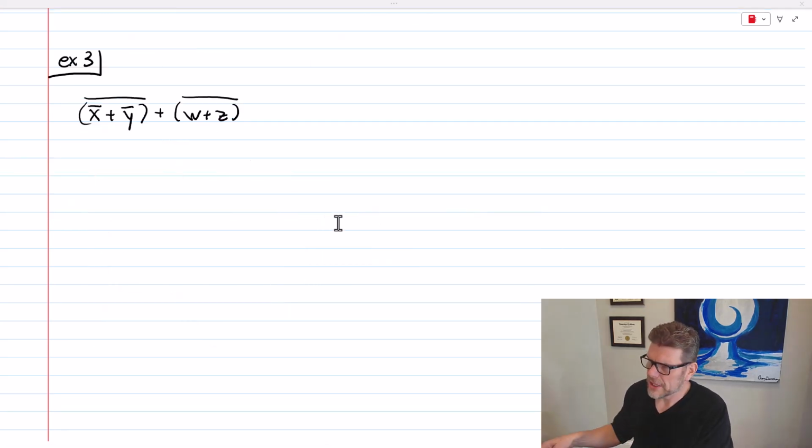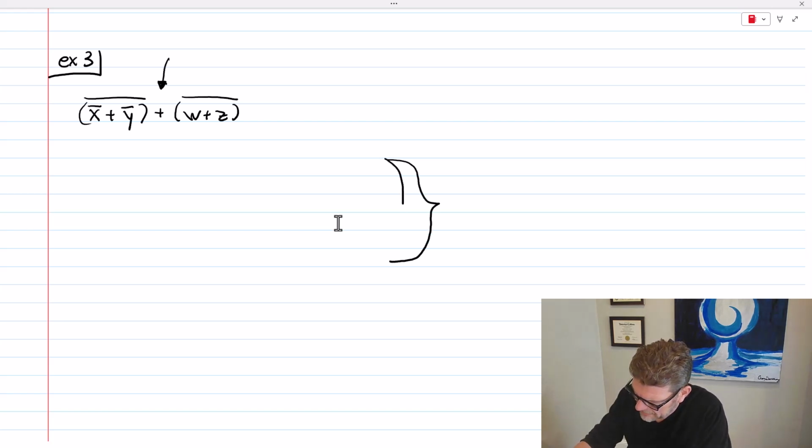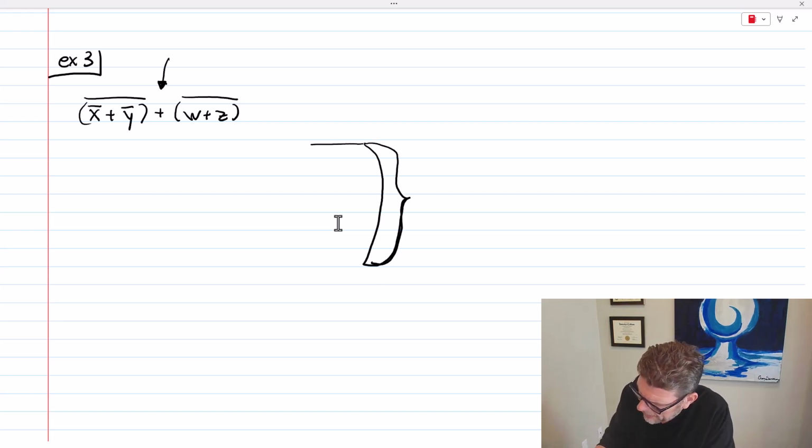Let's consider one more function. And let's say, for example, I have x bar plus y bar plus w plus z bar. So now, I'm going to look at the end, and I'm going to notice that I have an AND happening at the end. Not AND, but OR. So I'm going to notice that I have an OR. And there's my OR. And what's going to come off of that OR is going to be this x bar plus y bar and the w plus z bar.